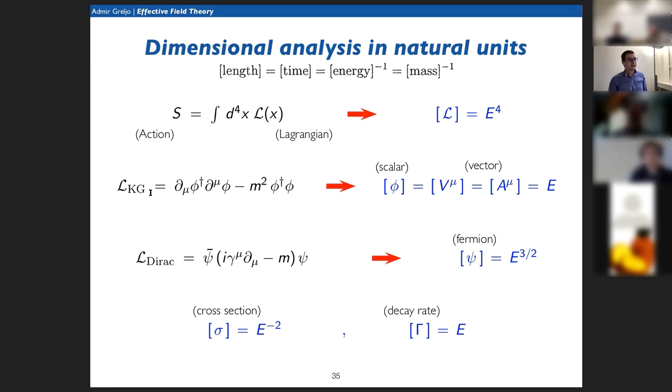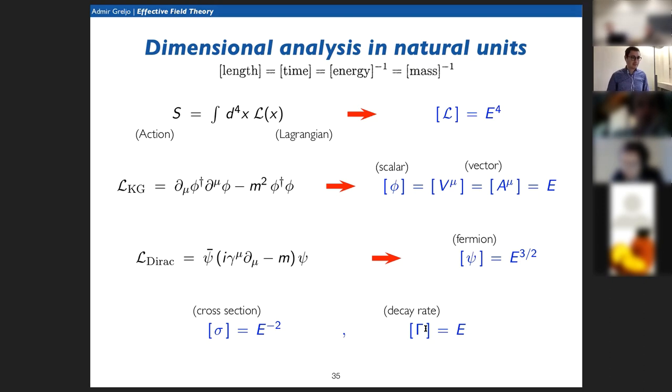So from the Lagrangians, you can figure out the dimension of every field. For example, scalar and vector fields have the dimension one. The fermionic fields have the dimension 3/2. And the cross section is the length squared, which means energy to the minus two, and the decay rate is the inverse time, so this is energy.